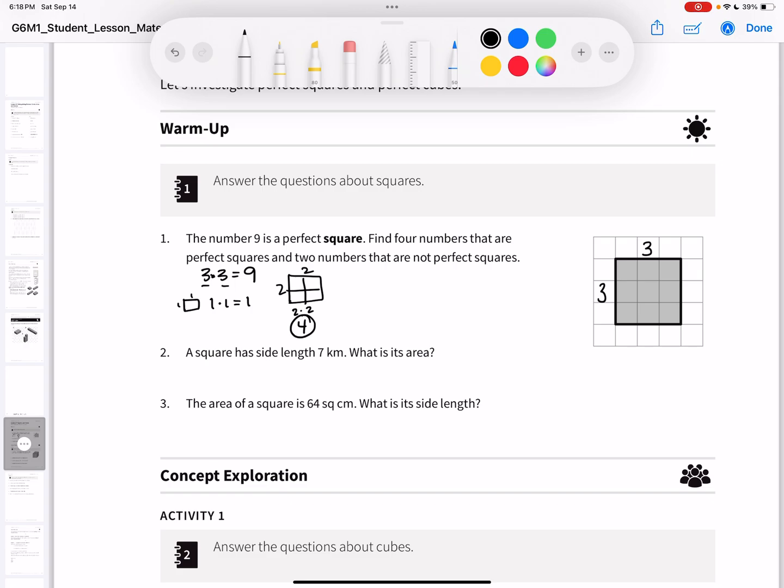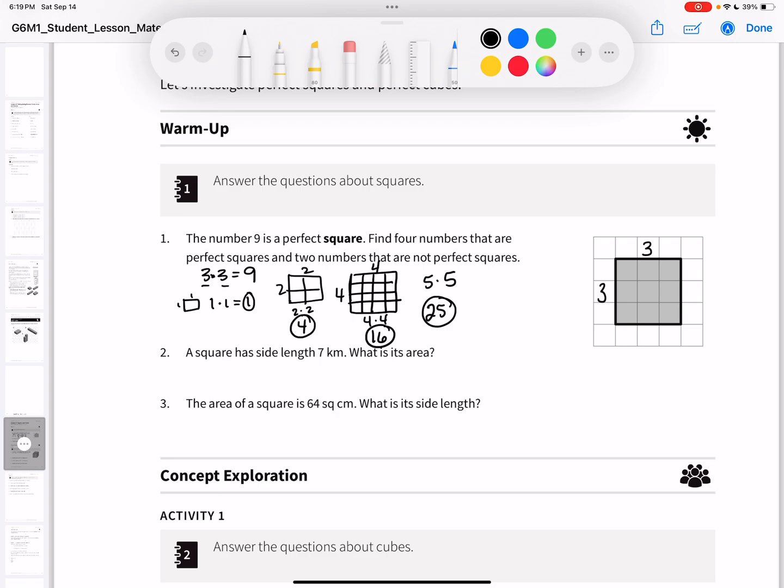We've already done 3 by 3, 3 times 3, so let's do 4 by 4. 4 times 4 is 16. So 16 is a perfect square. So we've done 1, 2, 3. Let's do one more. We can do 5 times 5, which gets us 25. 25 is a perfect square.